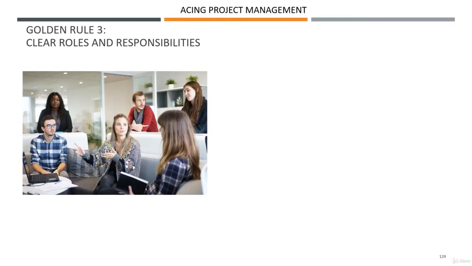And when there's no one responsible for something, it falls back on the project manager. And that is not good because the project manager is not a technical resource. The project manager is a coordinator. So areas that don't have a clear responsibility will definitely negatively impact the project.